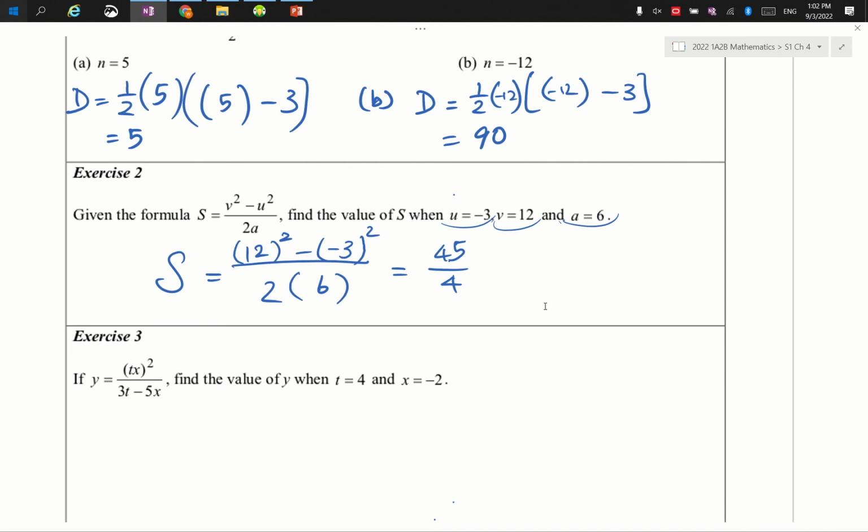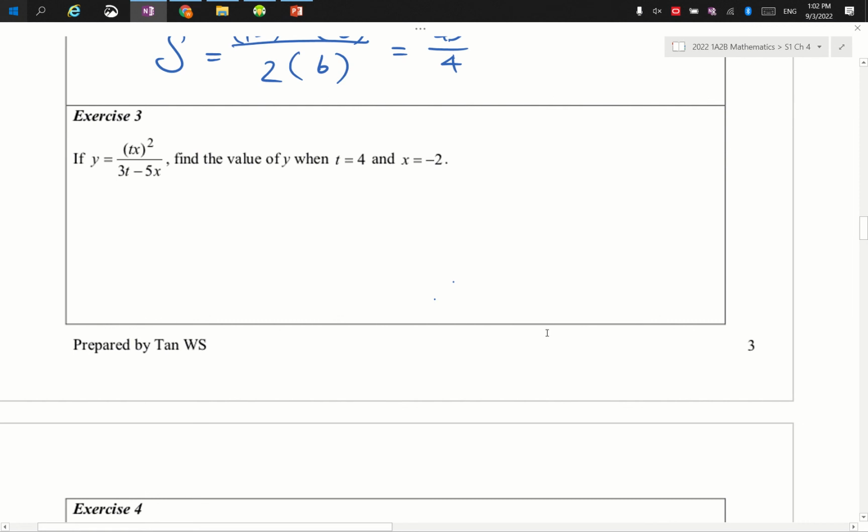Okay, now we do one last one, then our lesson will be over already. So exercise 3, y equals to so and so forth. Find the value of y when t equals to 4 and x equals to negative 2. Any of the unknown, just put bracket. Okay, can you try replacing them with brackets now? Start off with y equals to, copy everything except the letters to be changed.